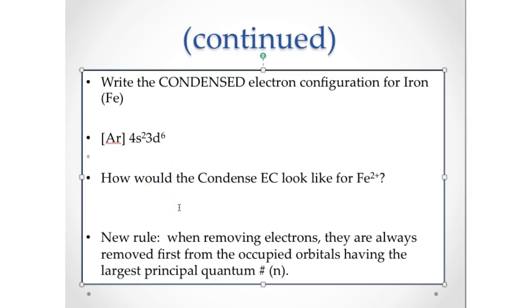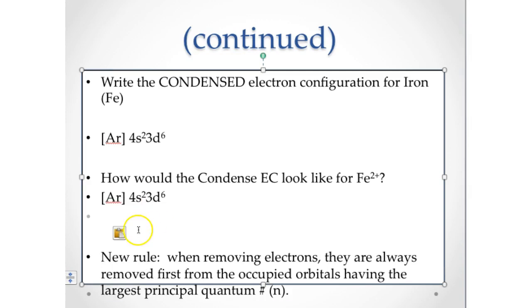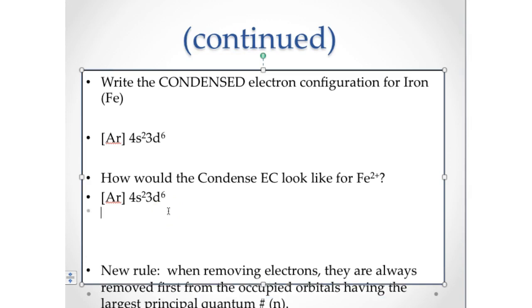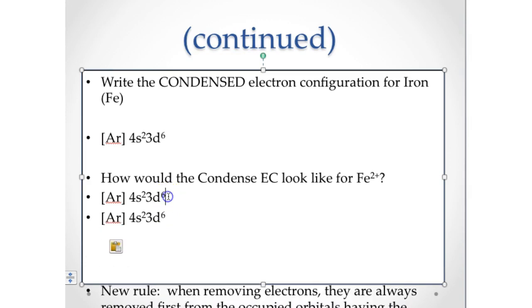Here it says, how would the condensed electron configuration look for Fe plus 2? And you're probably saying, okay, plus 2 means we're going to remove 2 electrons, and we're probably going to remove them from here, so it's going to be 3d4. But here's a twist. Here is the twist, okay? It's actually not going to look like this. This is wrong. That is wrong.